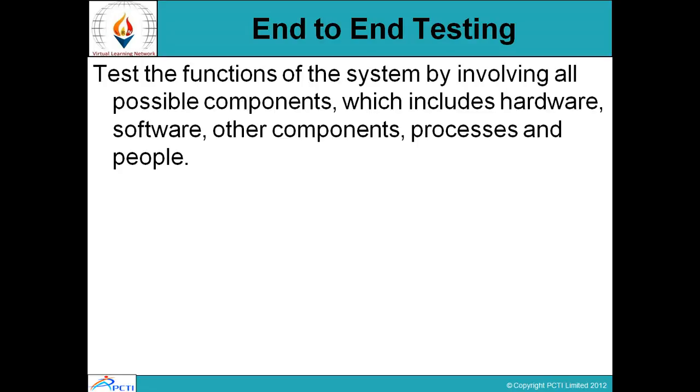Next is end-to-end testing. That tests the function of the system by involving all possible components, which includes hardware, software, other components, processes, and people. So end-to-end testing checks the system from where it starts to where it is delivered. It is necessary to check whether the functional system and all the possible components involved are working properly or not, including hardware, software, and all the parts under the process, to see that they work correctly. So all this is checked in end-to-end testing.